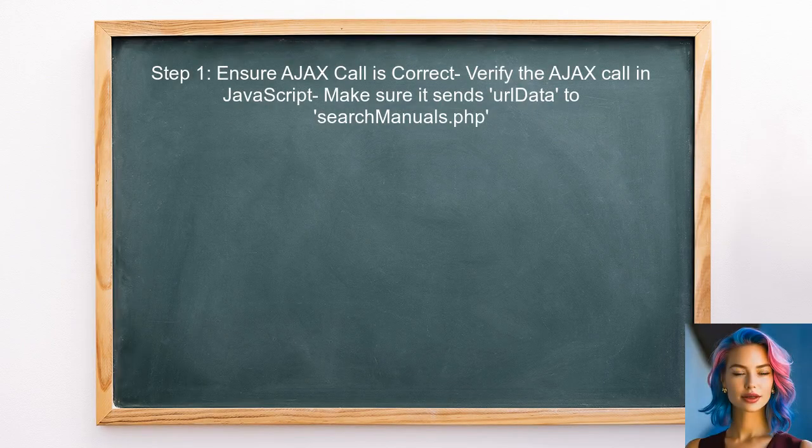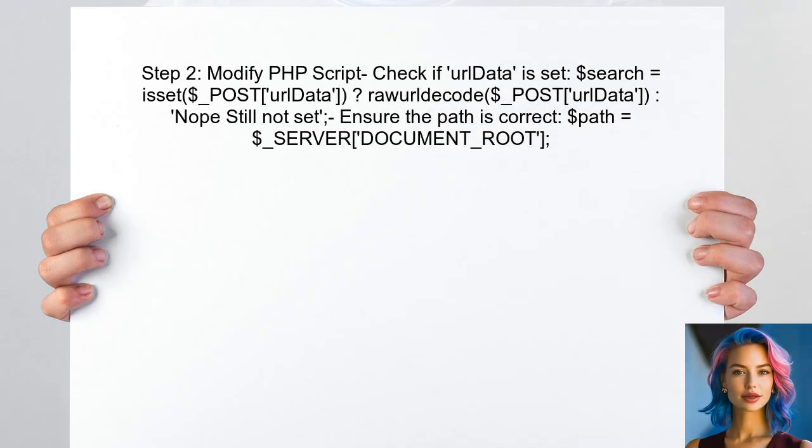To begin, the user should ensure that the PHP script is correctly set up to receive the data from the AJAX call. This involves checking that the data is being sent properly from the JavaScript side. Next, the user needs to modify the PHP script to handle the search functionality correctly. This includes ensuring that the search variable is set and that the directory path is accurate.